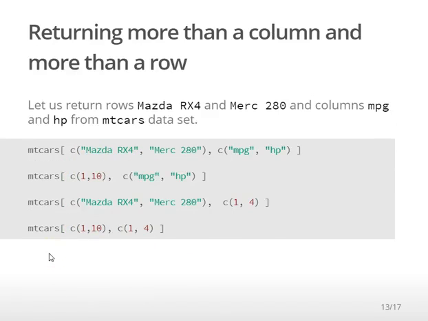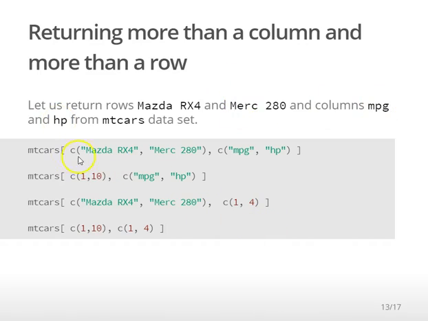This is one step further. I want to return the observations. I want to return more than one column and more than one row. The rows I want to return are Mazda RX4 and Merc 280, and the columns are MPG and HP. This is observation 1. This is observation 10. This is variable 1. This is variable 4.